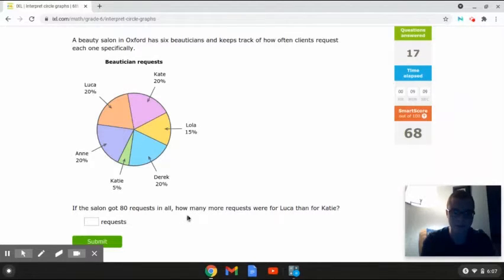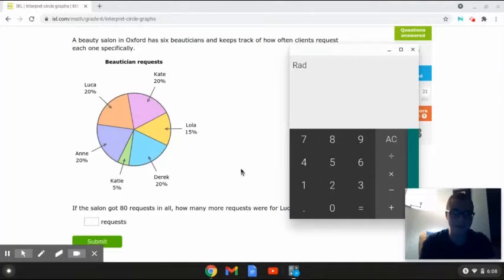All right, so these words right here, how many more, tell me that I'm going to be subtracting. And it's asking for Luca and Katie. So if we look, Luca has 20% and Katie has 5%. So the way that we're going to be solving this problem is by taking the number 80 and multiplying it by the percentages and then subtracting.